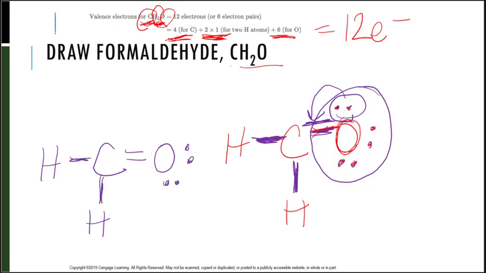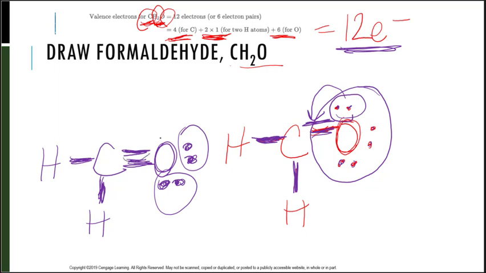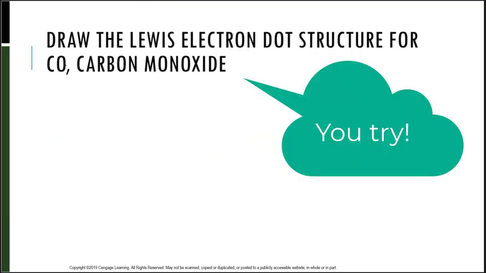Hydrogen's happy, hydrogen's happy. This carbon has 2, 4, 6, 8 now. And this oxygen has 1, 2, 3, 4, 5, 6, 7, 8. And let's double check to make sure that we have 12 electrons. 2, 4, 6, 8, 10, 12. That is our structure. Let's draw carbon monoxide. See if you can figure that one out.